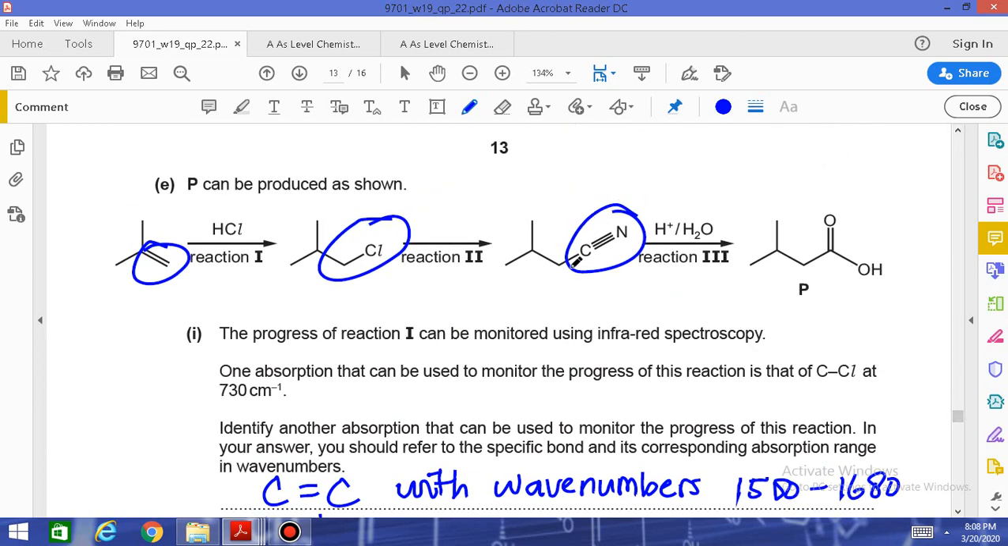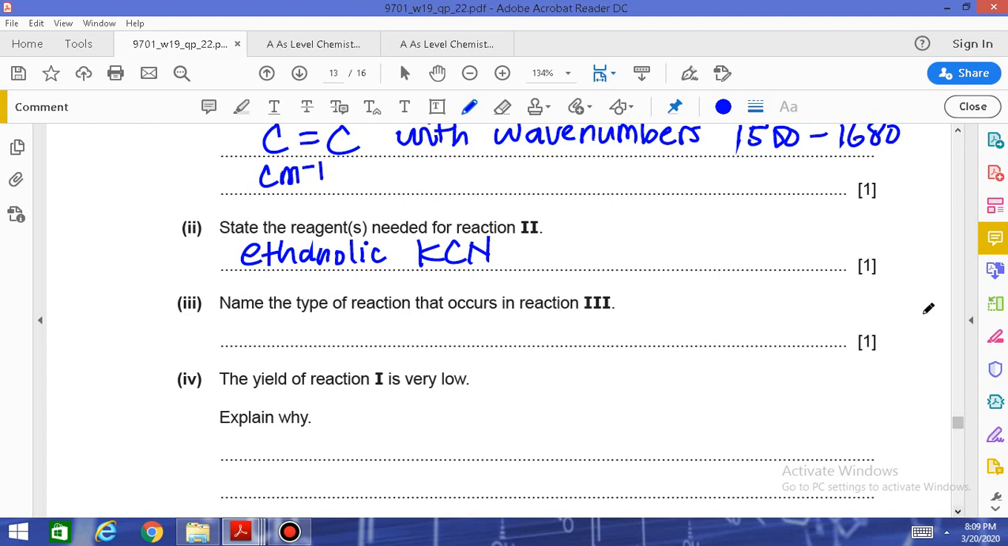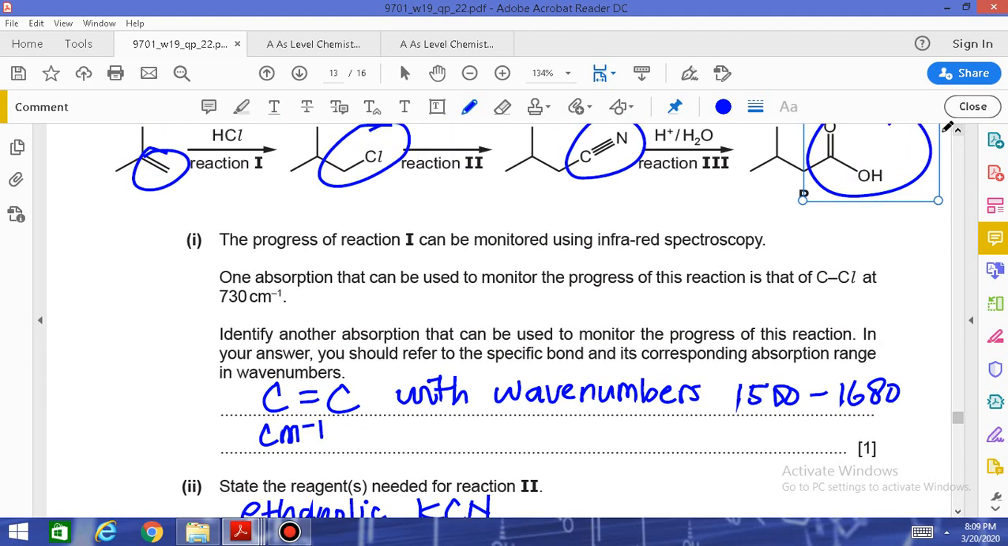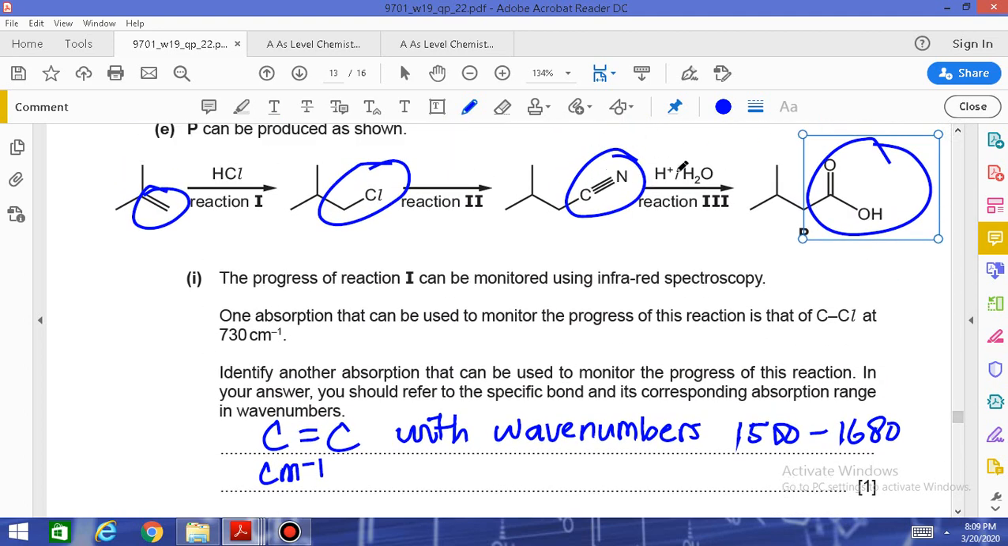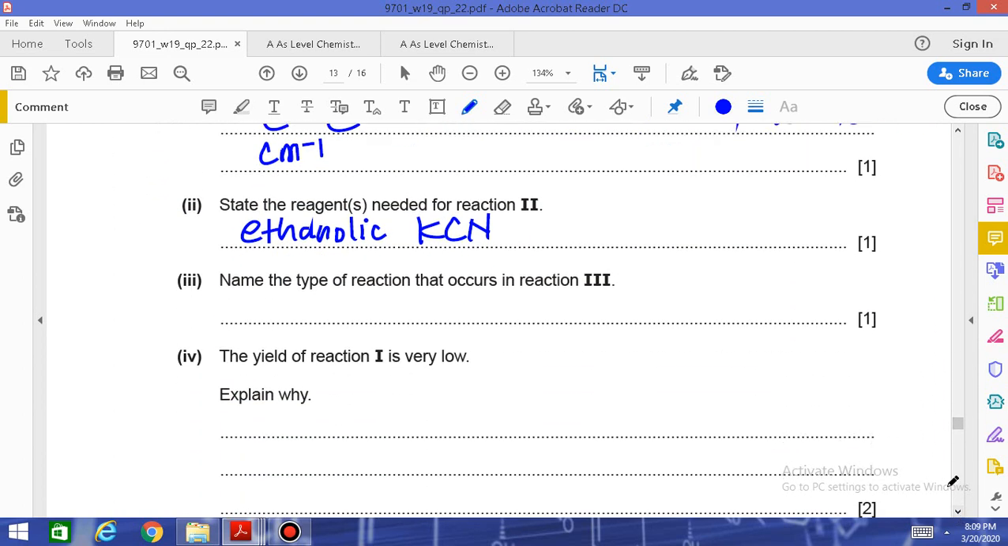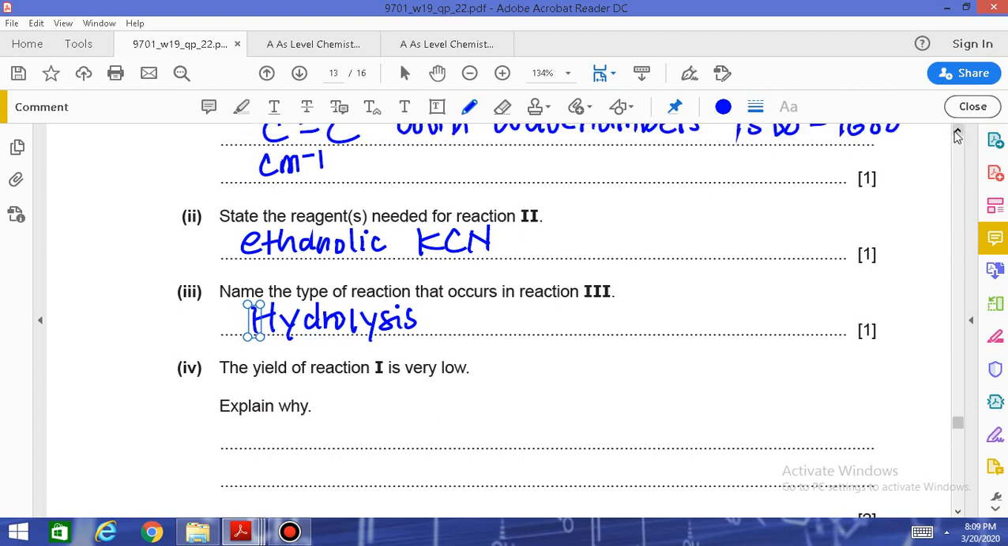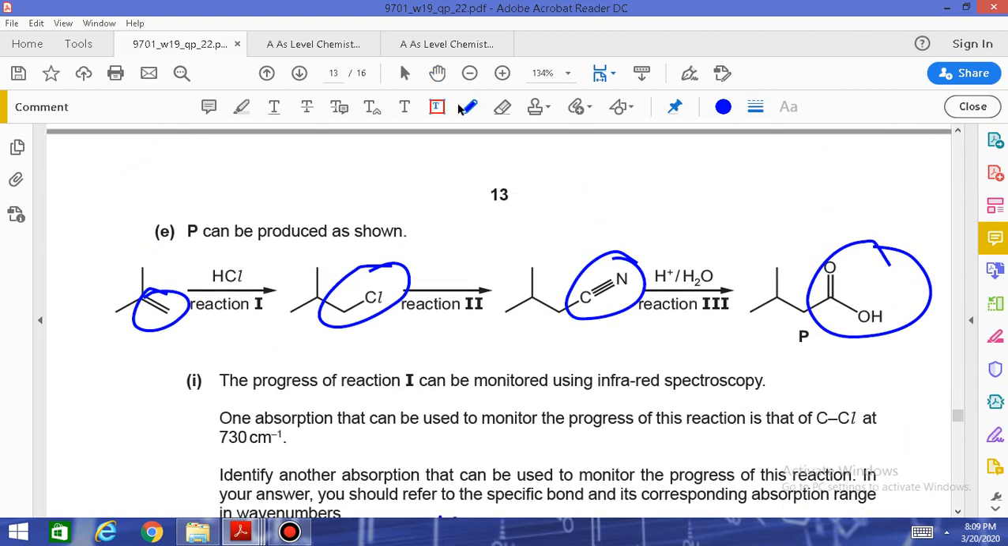Name the type of reaction that occurs in reaction 3, from nitrile into carboxylic acid. It's hydrolysis of nitrile. Remember, nitrile compounds can be hydrolyzed into carboxylic acid. So the type of reaction is hydrolysis. Okay, the last one, I erase first.